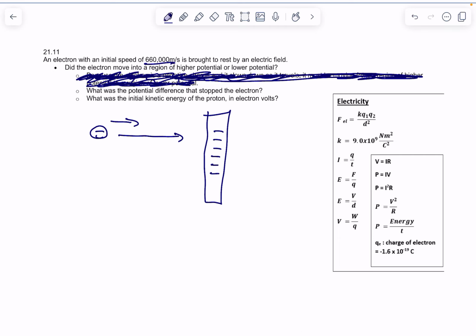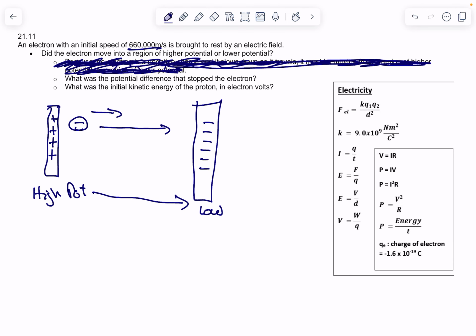Now, if you recall, if we've got charges, the positive charge always flows from high potential to low potential. So the electron is moving from high to low, because it's moving from the positive side, if you will, to the negative side. Okay. So that's question A.